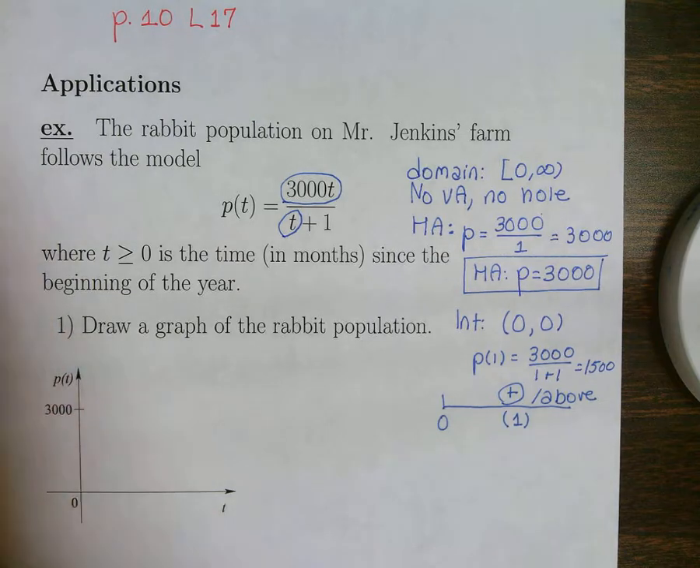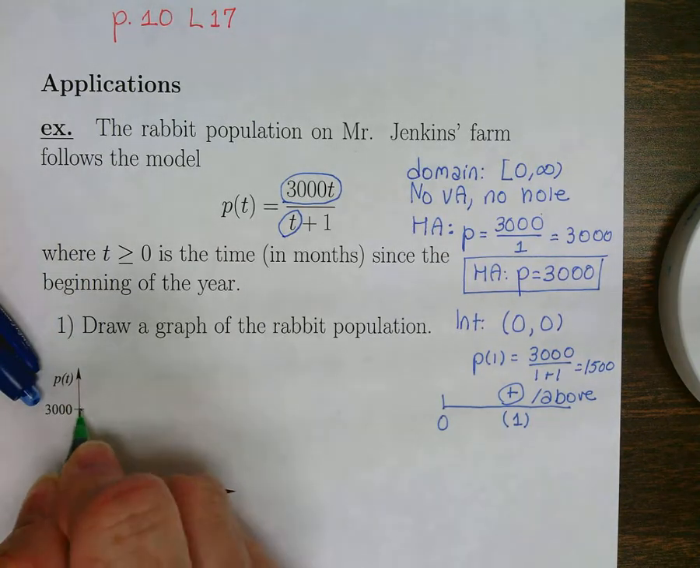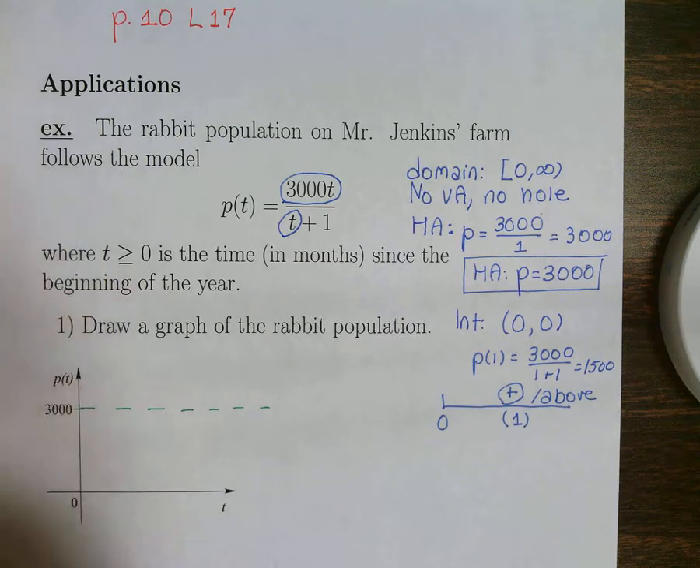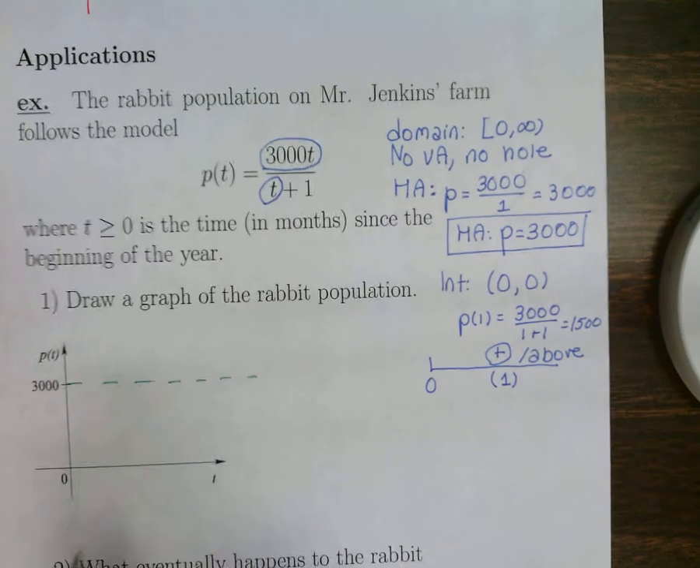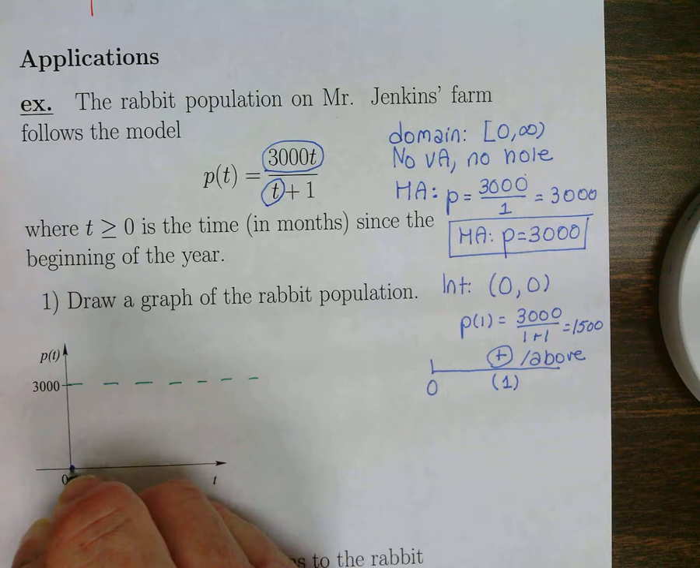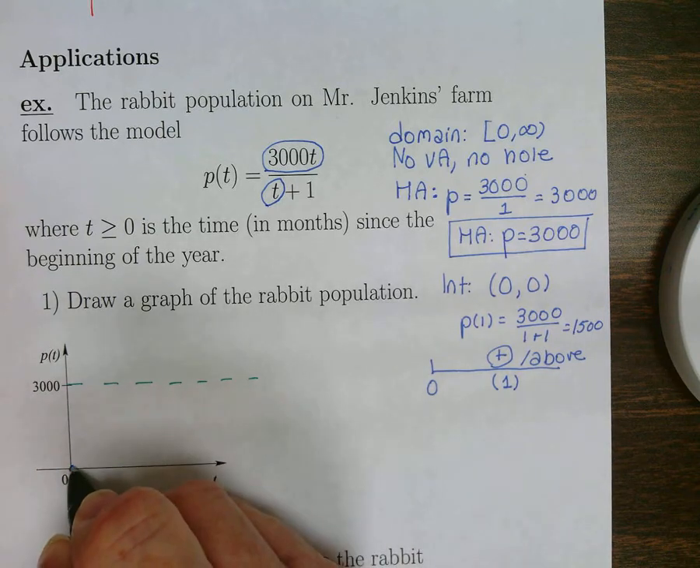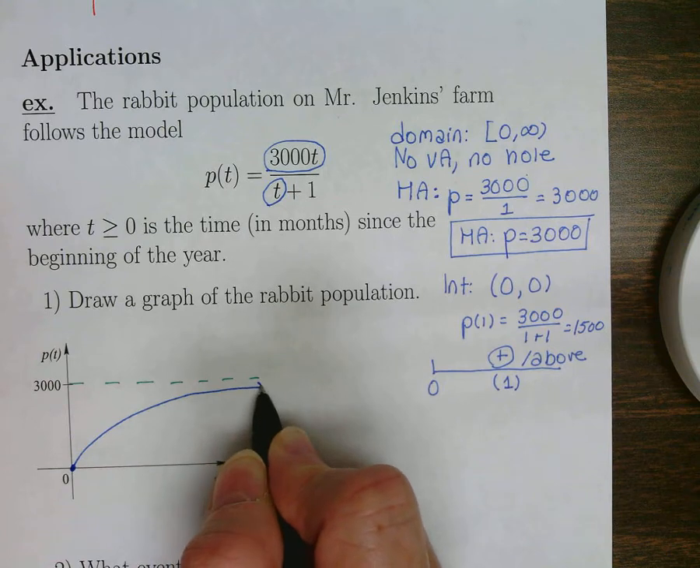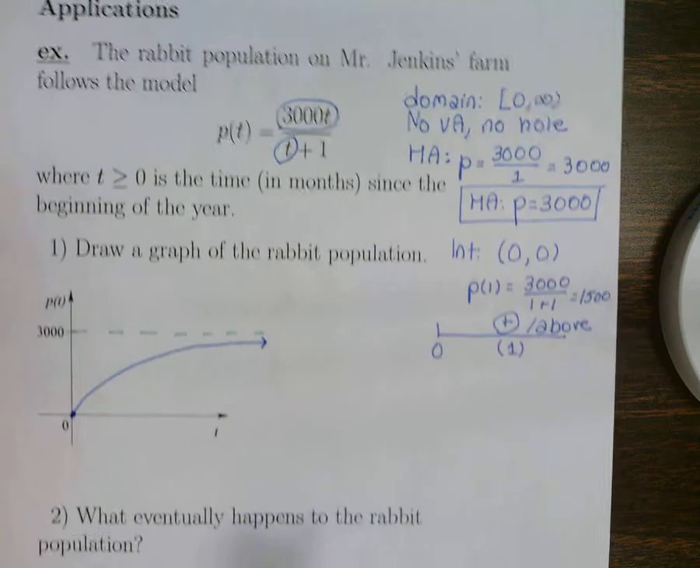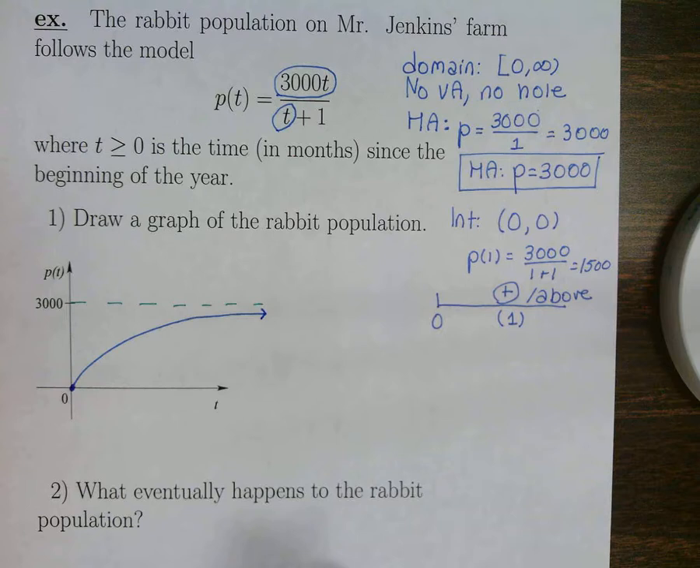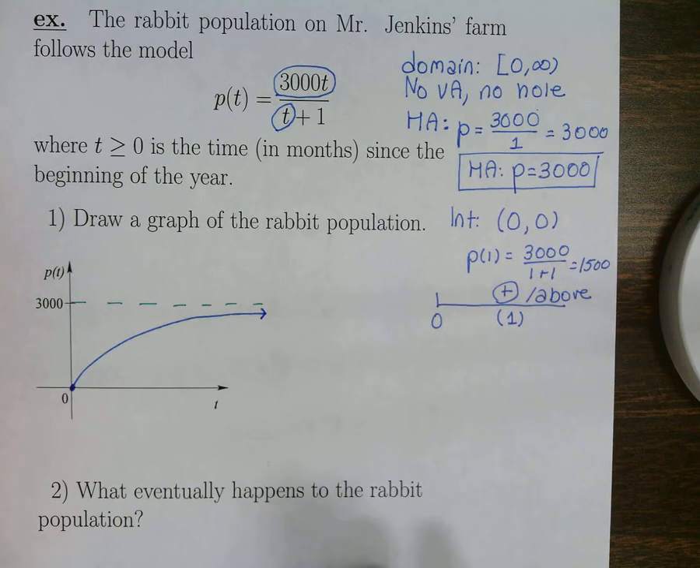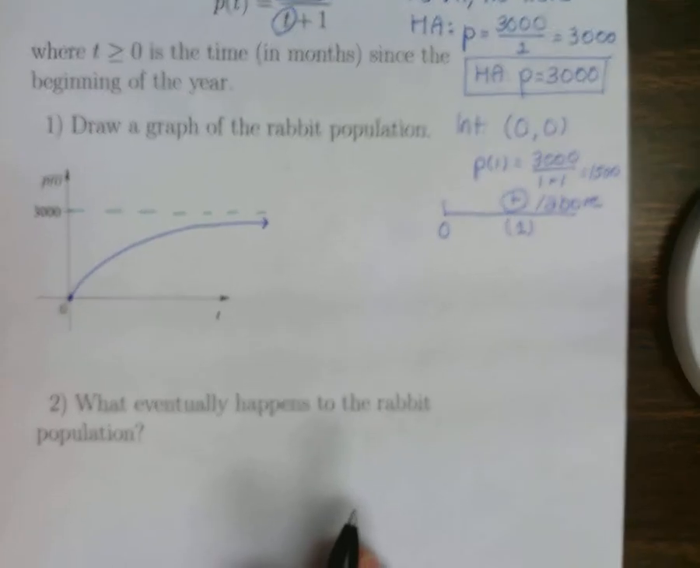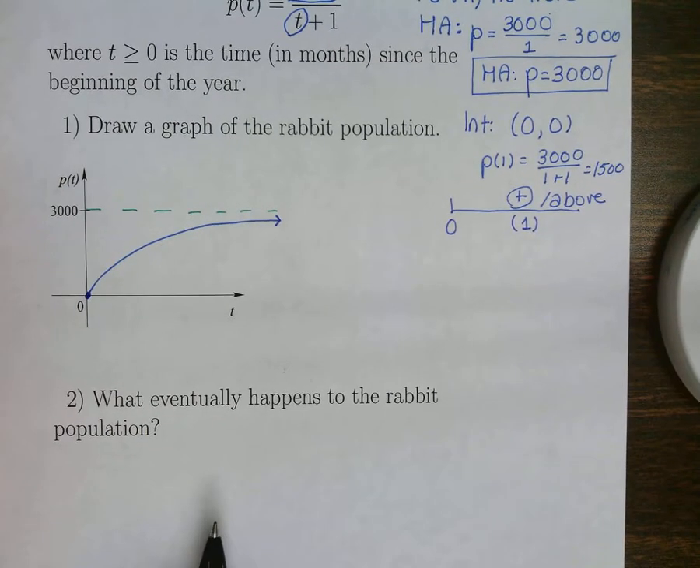So to graph it, we simply have one really defining feature, and that is we have a horizontal asymptote. It starts at (0, 0). It lies above, so it's got to be doing something like this. Now here's where the calculus would really help to get a better picture, but this is a good enough graph to be able to answer the second question.